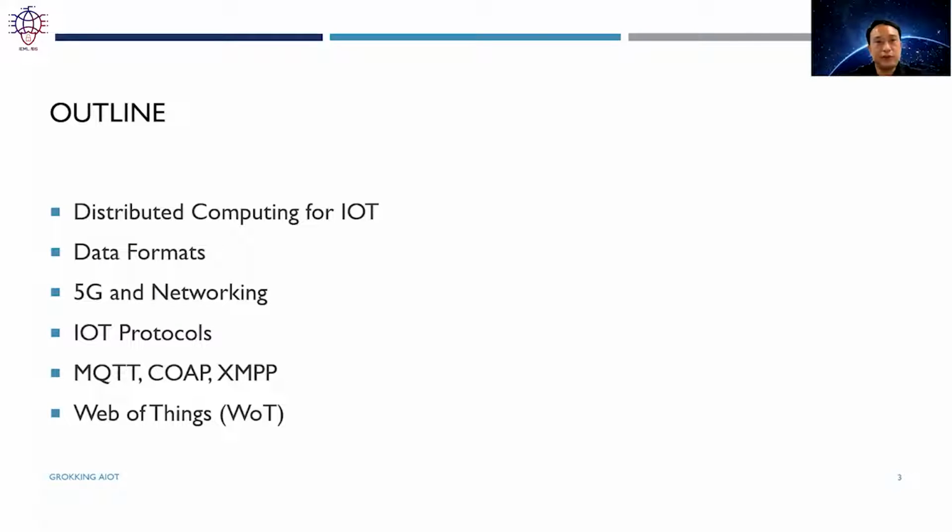So we'll start with distributed computing. Why is it necessary for AIoT and IoT? Then we'll talk a little bit more about the various data formats that are very common for IoT and AIoT devices. And then we move on to the networking or communications portion. So talk about the 5G and other wireless mechanisms. And lastly, we'll follow up in the next segment on the IoT protocols, MQTT, etc. And also this very interesting area called the Web of Things.